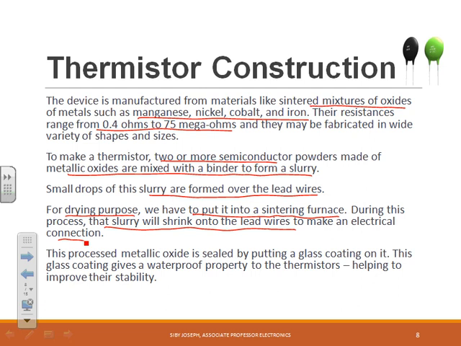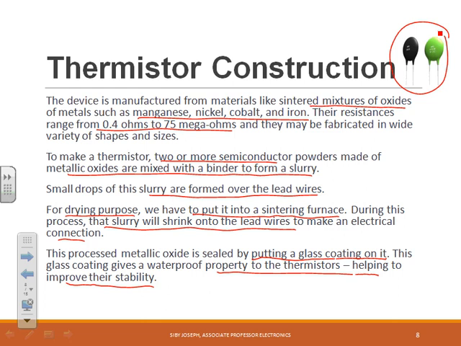And then the metallic oxide is sealed by putting a glass coating on it. This glass coating gives the waterproof property of thermistors, helping to improve their stability. And that type of thermistor is shown here.